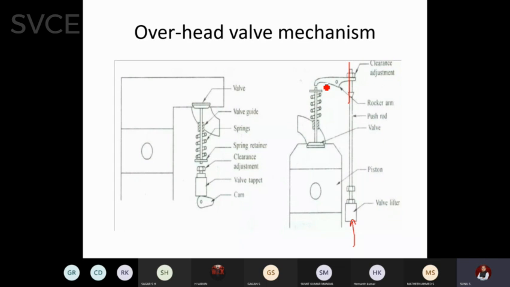This rocker arm always has a movement in the reverse direction to that of the arm or the shaft it is connected to. Whenever this moves up because of the crank action, the rocker arm moves down, it exerts pressure so that the valve gets open. Whenever the shaft moves down, the rocker arm moves up in the reverse direction and allows the valve to sit in its seat clearly. So this is the working of the overhead valve mechanism.